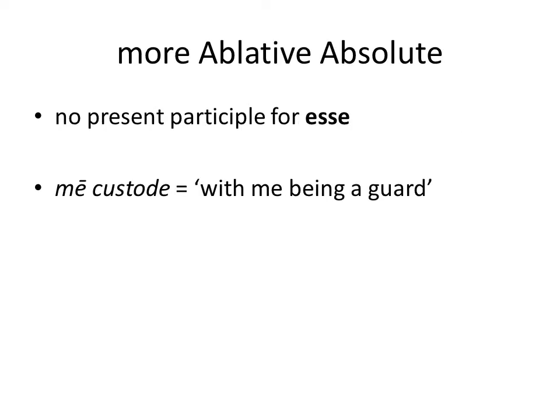A few more things about ablative absolutes. The verb to be, esse, does not have a present participle. But in certain circumstances, I can see ablative absolutes where this is understood. One of these would be me custode. This would be translated with me being a guard. The English word being, there's no equivalent for that in Latin. We have to supply it. So sometimes you will see an ablative absolute without a participle. And if that's the case, understand being. Understand this implied verb to be.